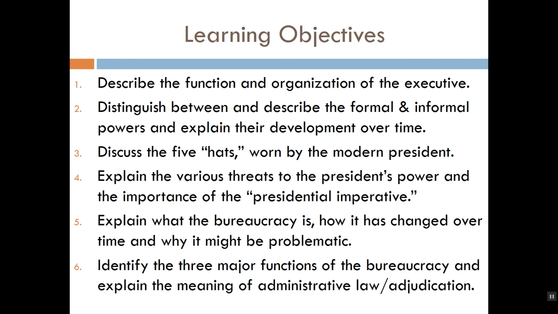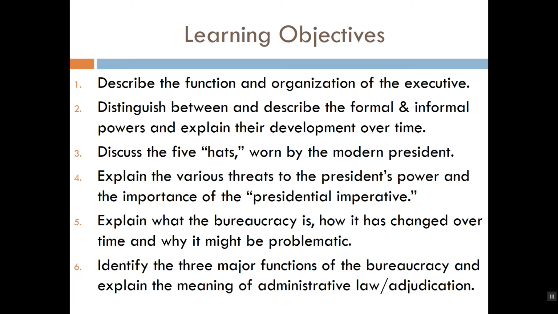Learning objective number 1, describe the function and organization of the executive branch. Learning objective number 2, distinguish between and describe the formal and informal powers of the president and explain how they have developed or changed over time. Learning objective number 3, discuss the 5 hats worn by the modern president, or, in other words, explain the 5 major roles that the President of the United States fulfills in our government today.